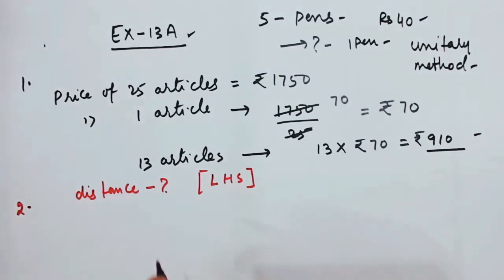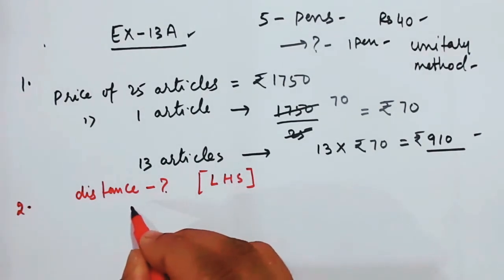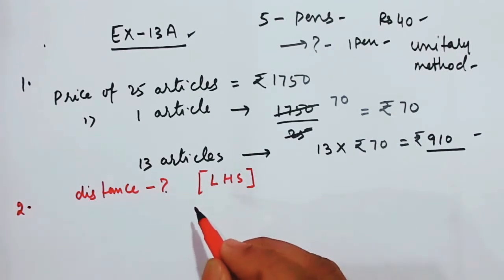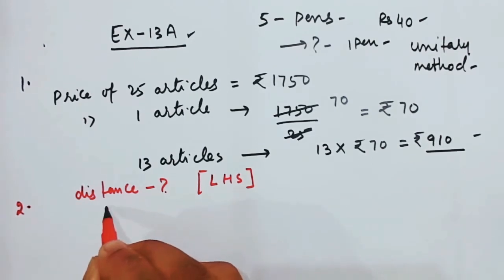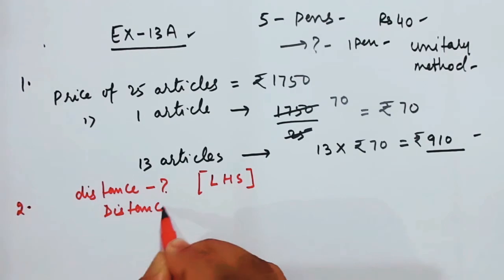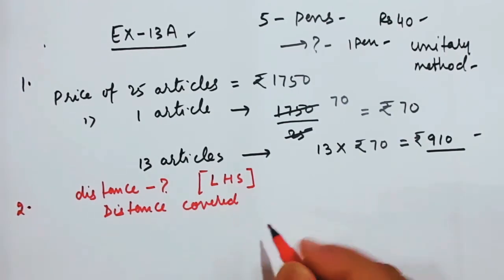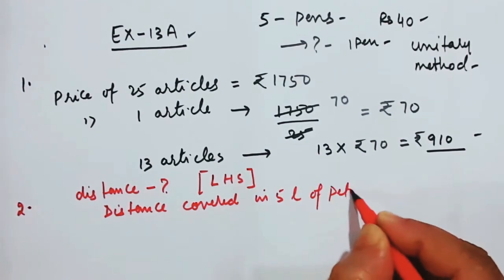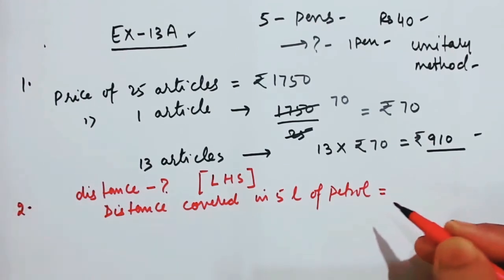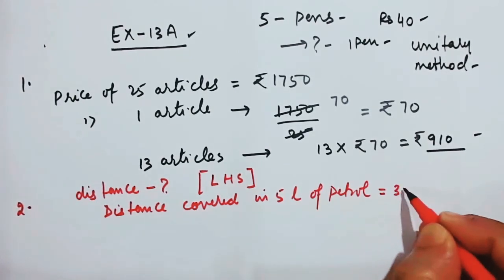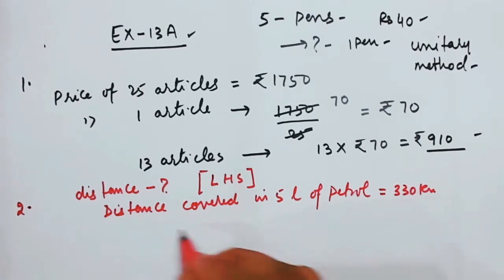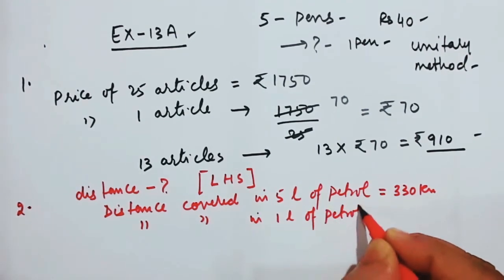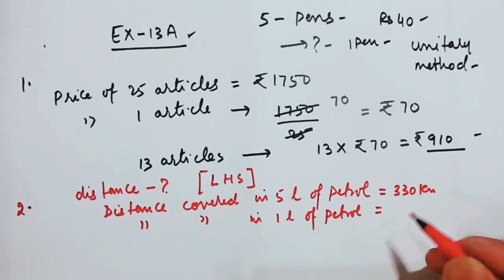So how are we going to write? The distance covered in 5 liters of petrol is 330 kilometers. So we'll write it in this way. Have a look. Distance covered in 5 liters of petrol is equal to 330 kilometers. So distance covered in 1 liter of petrol will be more or less? Naturally you will say less.